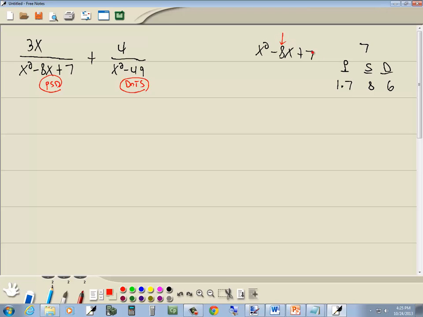The number we're looking for is the number in our middle term, which is 8. So we're going to use 1 and 7. Now the larger number in the P column that we're using, which is 7, is always going to be the same sign as the middle term, which in this problem is negative. The number I circled in the S column, S for same signs, are either both positive or both negative. Since this one's negative, then this one will have to be negative. So the first fraction factors as 3x over x minus 1, x minus 7.